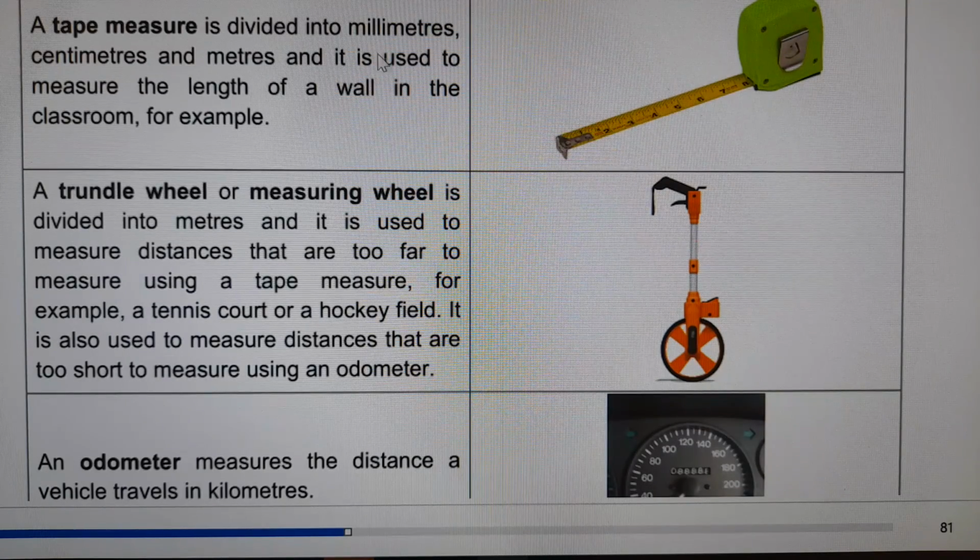Then we have a tape measure. A tape measure is divided into millimeters, centimeters, and meters, and it is used to measure the length of a wall in the classroom, for example. And we have a treadle wheel or a measuring wheel, which is divided into meters and is used to measure distances that are too far to measure using a tape measure, for example, a tennis court or a hockey field. It is also used to measure distances that are too short to measure using the odometer.